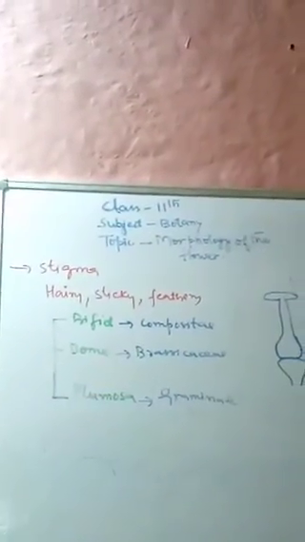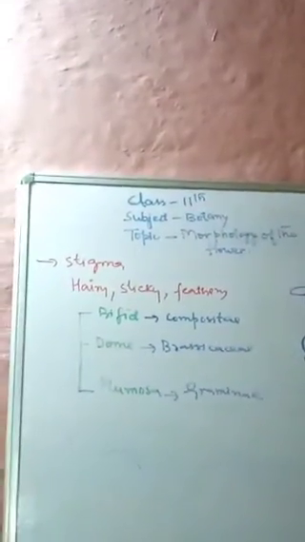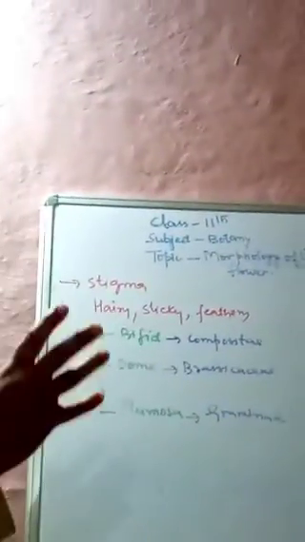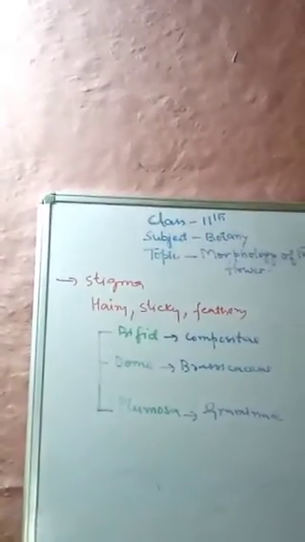And this was all about the different whorls which are found in the flower. We have already discussed the calyx, corolla, and androecium, and today the gynoecium: how they look like, what their external appearance is, we have seen that.